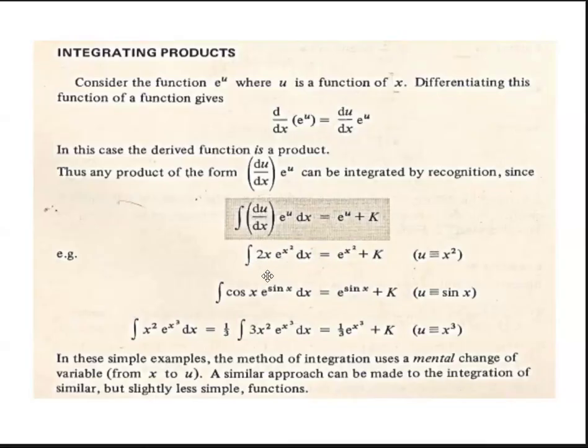So when you integrate that, if you recognize it, watch, whatever is in front here is actually the derivative of the power there. Then the integral is just going to be e to the u, right? And that's what you see here. 2x is simply the derivative of x squared. Therefore, the integral of this is going to be e to the x squared, of course, plus k, right?